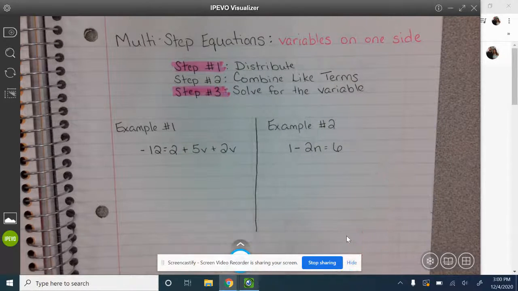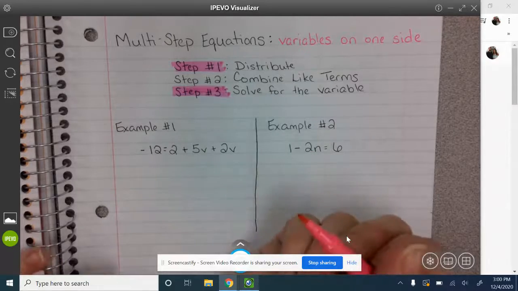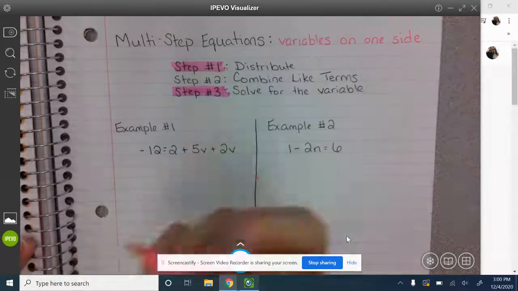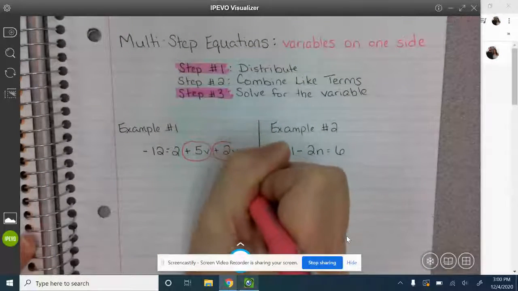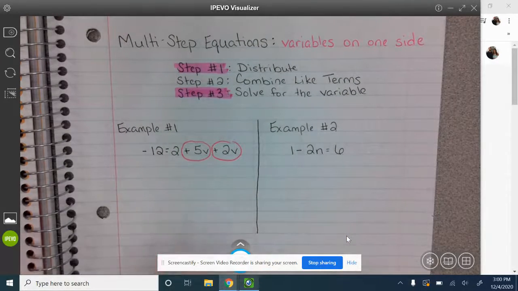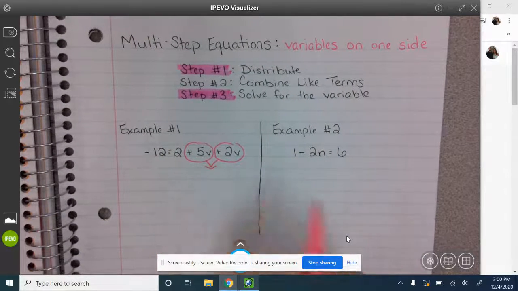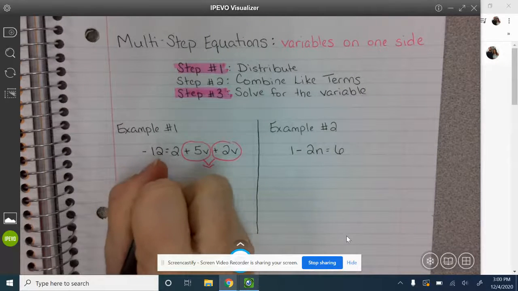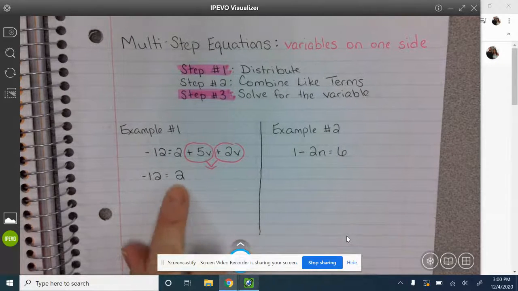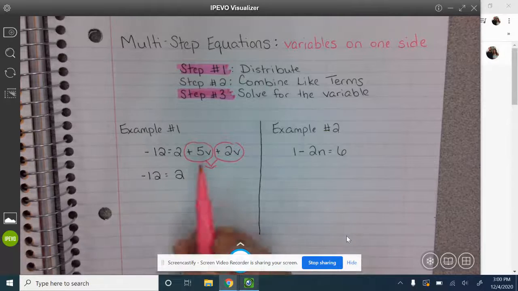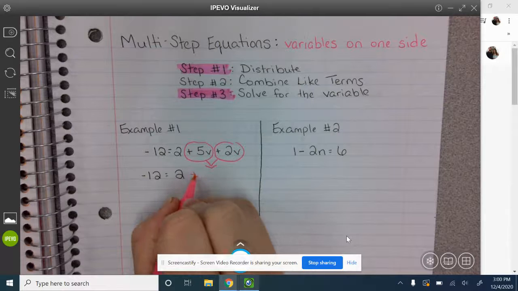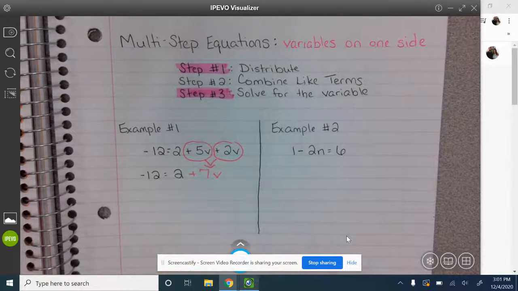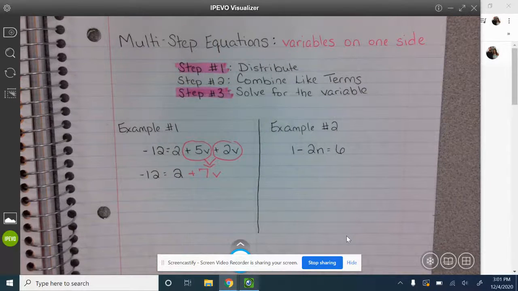Step two is combine like terms. Just like we did with combining like terms, I'm going to go through and circle the things that look the same. So I'm going to rewrite negative 12 equals 2 because none of that has changed yet. And then I have positive 5v plus 2v will give me plus 7v because it was a positive 7v.